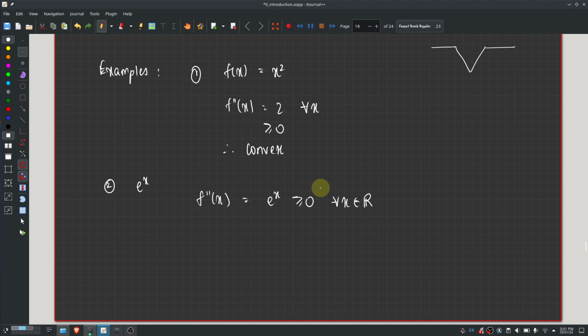Okay. But no matter what happens, even if I take e to the power x, if I take any 2 points on the curve and I draw the straight line, it is always going to lie above the curve. Right? That's something you agreed. So this is convex. What about e to the power minus x? Is it convex? Right? What is the second derivative?